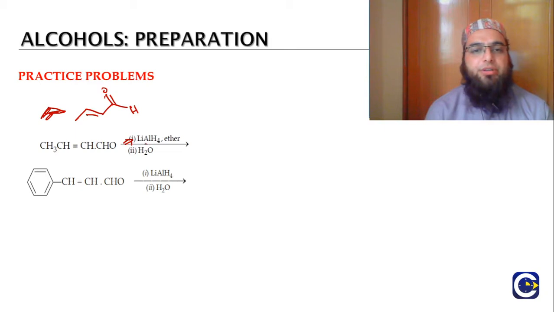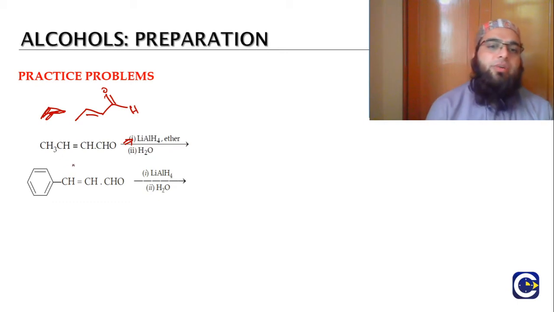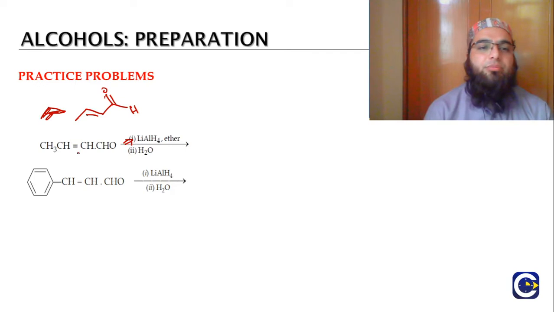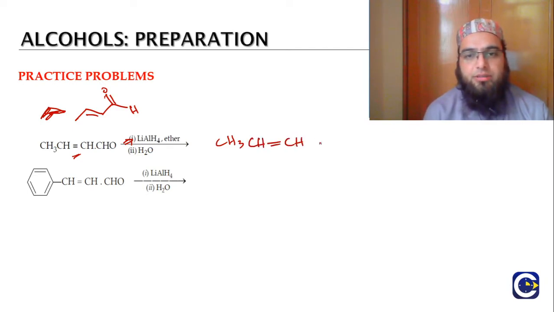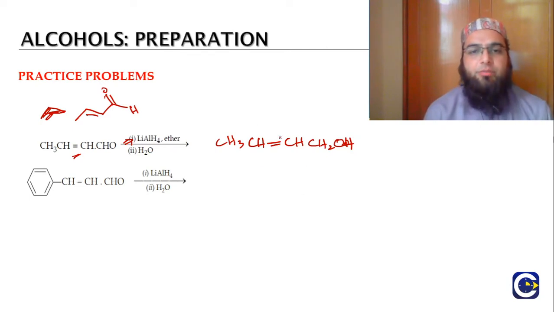This is a strong reducing agent, and in the second step we have water, meaning this will produce the proton. So what is going to happen here? We just said that lithium aluminum hydride is not capable of reducing this alkene double bond, it will only reduce the carbonyl. So what will be the product? The product will be CH3, CH double bond CH, CH2, OH. So this will be the product in this case.